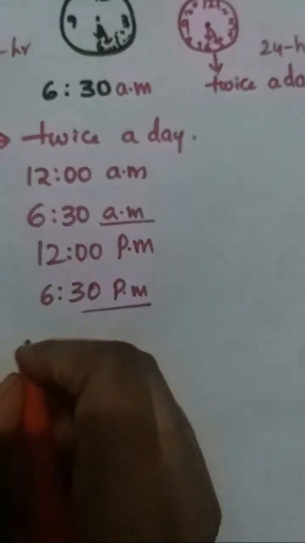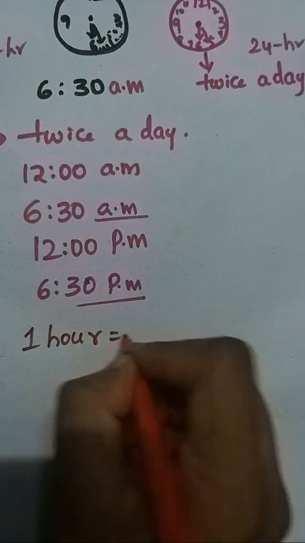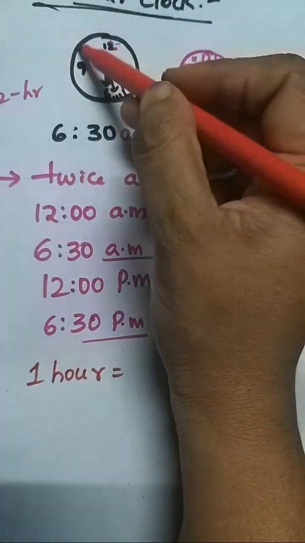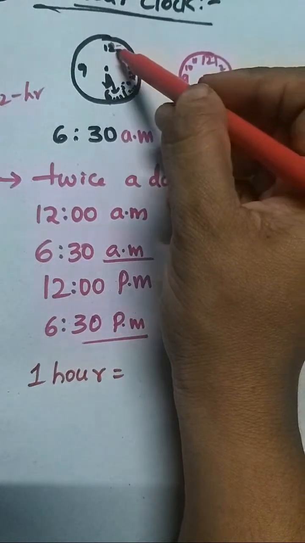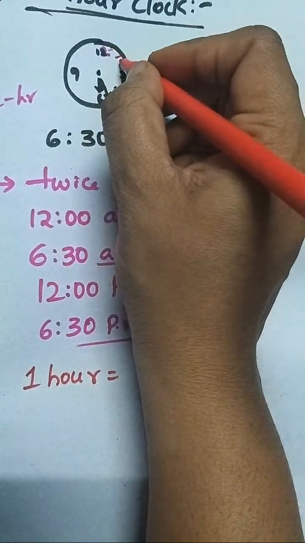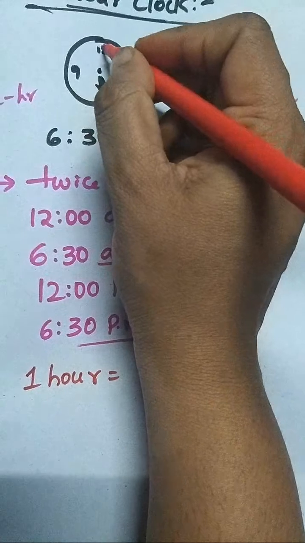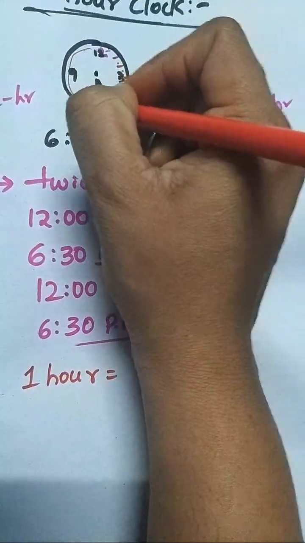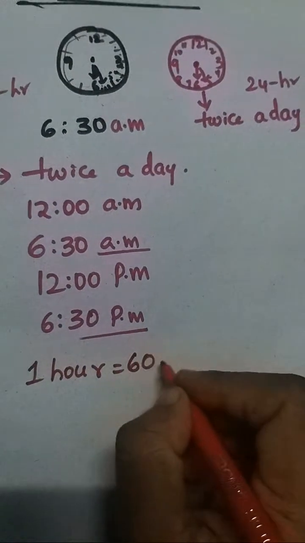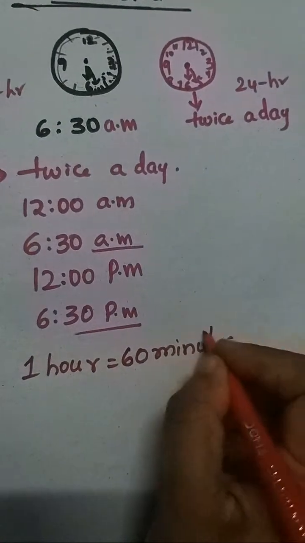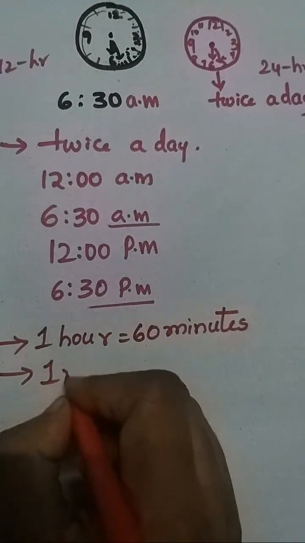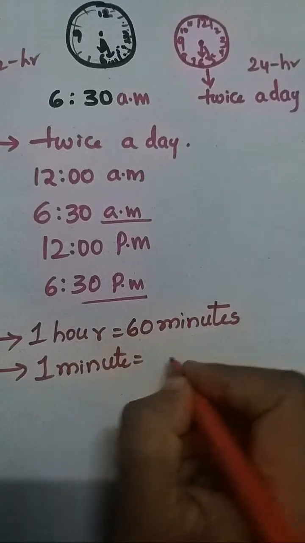We have some points to remember. 1 hour is equal to how many minutes? The pointer moves 5, 5, 5. Now 5, 10, 15, 20, 25, 30, and this 30 again, this also 30. So what is 30 plus 30? How many minutes? 60 minutes. Total how many minutes we have? 60 minutes.